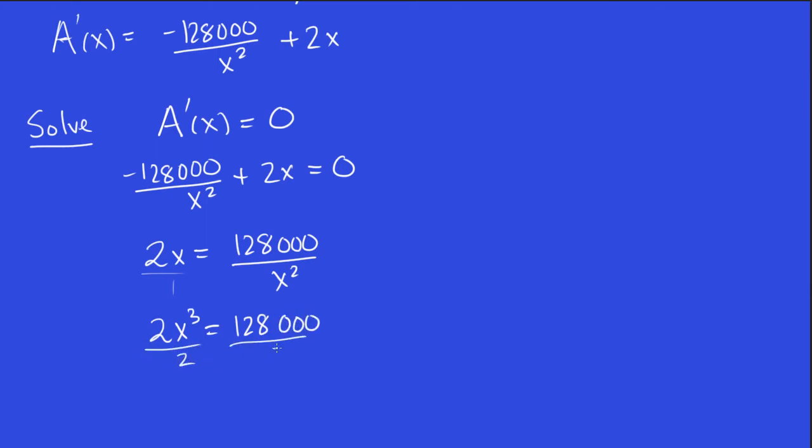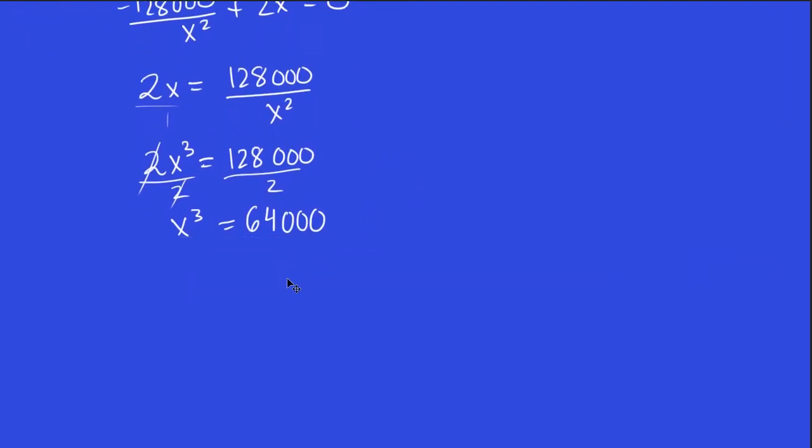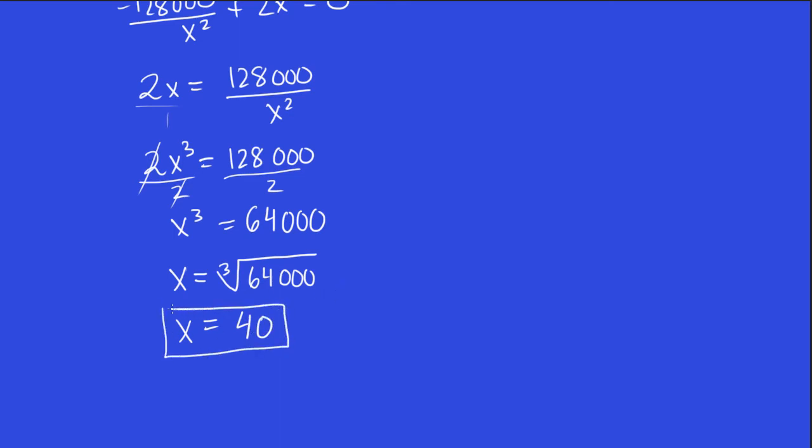Divide both sides by 2 to get rid of that number in front of the x cubed. These cancel. This is 64,000, right? And now we're ready to finish it. X is going to be the cube root of 64,000. Notice I don't put a plus or minus here. If it was x squared equals that, then I would put plus or minus the square root of 64,000. But since it's a cube, in other words, it's an odd number, I don't have to put plus or minus. I just do the cube root. And the cube root of that is actually 40. So we've actually found the number 40 here.